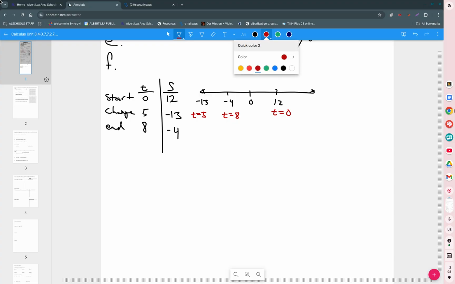So if I follow in accordance with time, I start at 12, I go back to negative 13, and I come back to that negative 4 spot. And that's the motion of my particle.